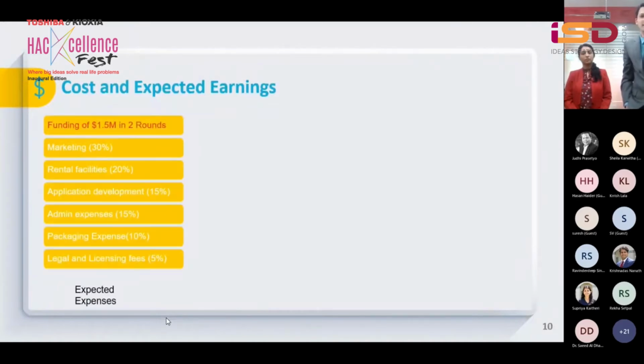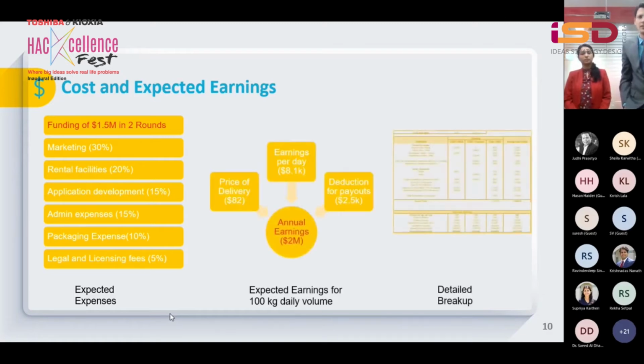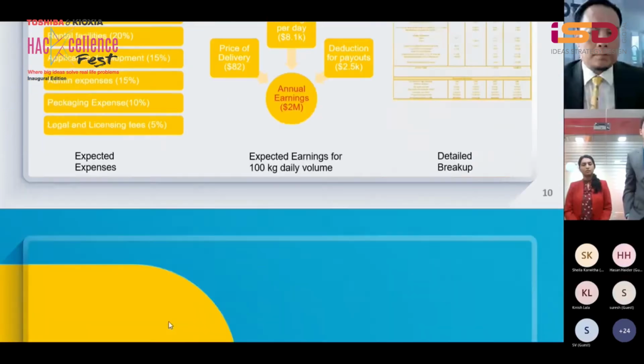All right, so coming to the most awaited slide, how do the numbers stack up? We propose to raise a funding of $1.5 billion in 2 rounds. Initial funding would be invested to set up facilities for operations on the Dubai to Kerala route. The major heads for expenses are mentioned here. The second round of funding will be used for scaling up volumes and expanding to other routes. A conservative projection with only 100 kgs daily volume would see the business earn an amount of $2 million in the first year, which is just a drop in the ocean of a $1 billion market.